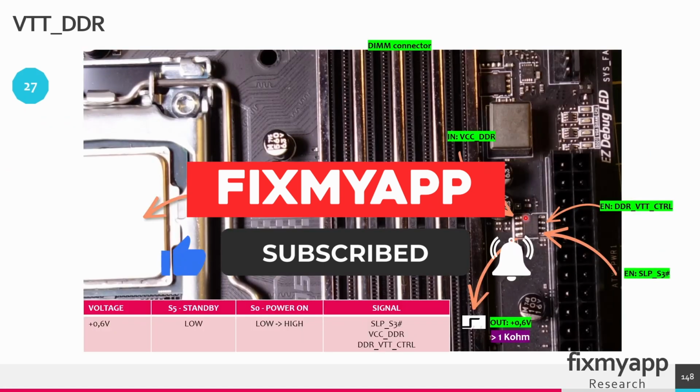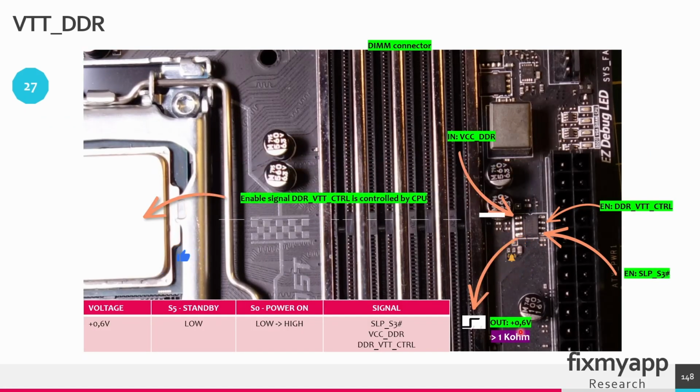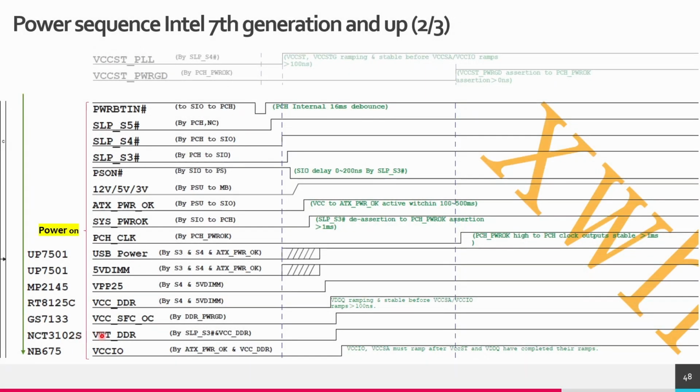And this is the voltage regulator, and at the output, the 0.6 volt will be created. And the enable signal DDR VTT control comes from this CPU. And the second enable signal comes from the sleep state S3, and that has to be high. When the termination voltage of 0.6 volt is created, that goes to the RAM module. The next step is to create the CPU voltage VCCIO, and that is in power sequence 28. It has to go high in the power on state.